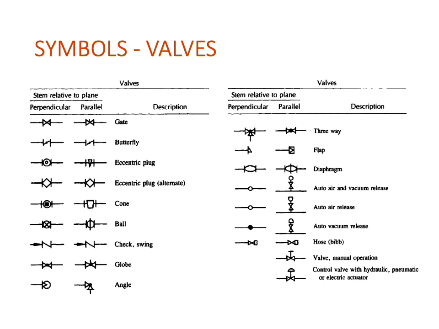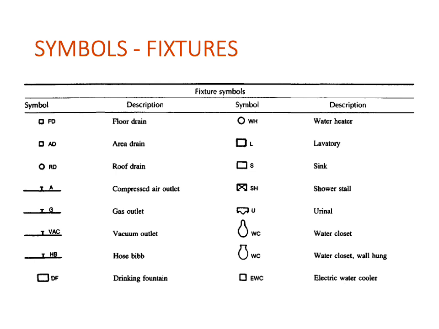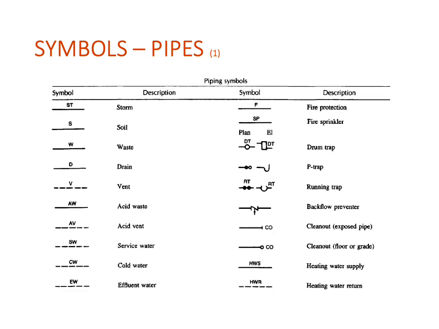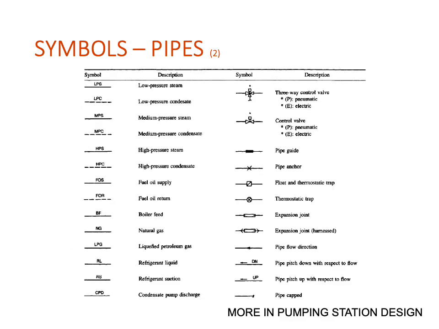This is for the valves and the fixtures, how you're going to draw the sink, drinking fountain, or there are urinals, there are area drains. So these are the symbols that you're going to use. This one is for the pipes.